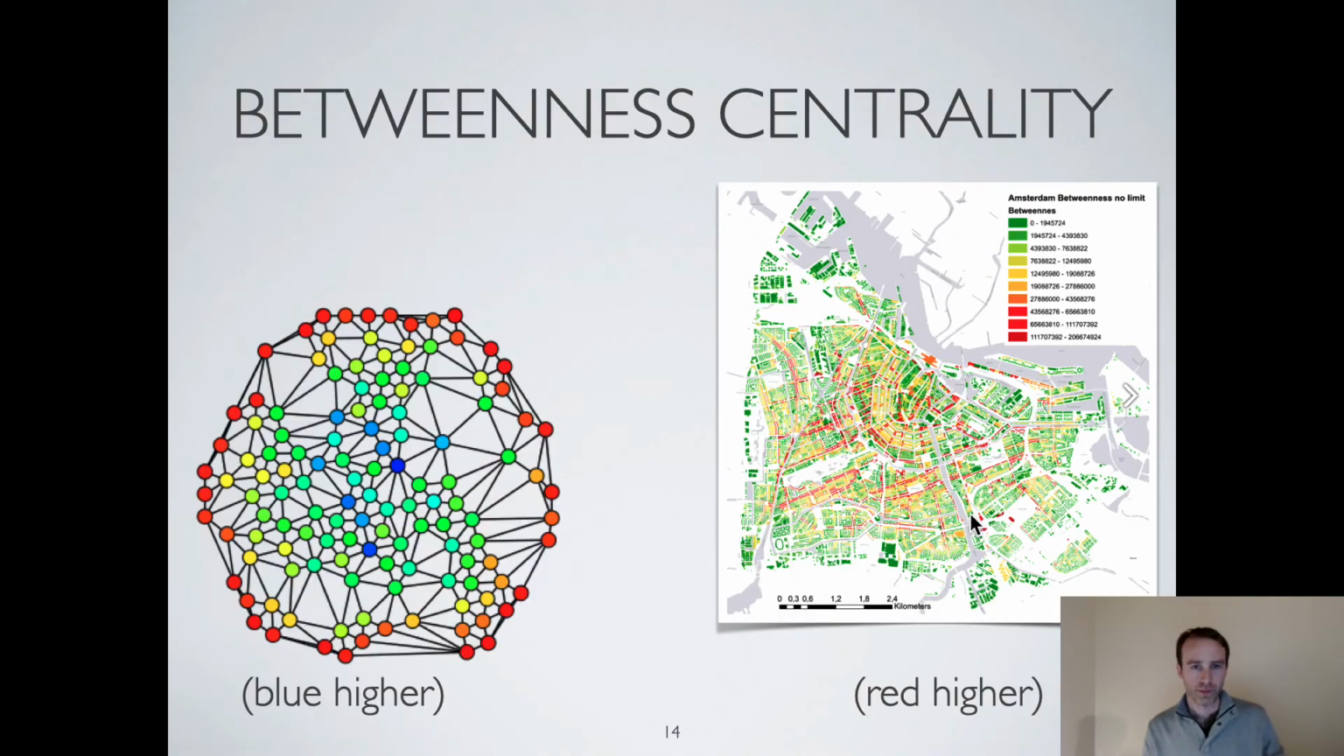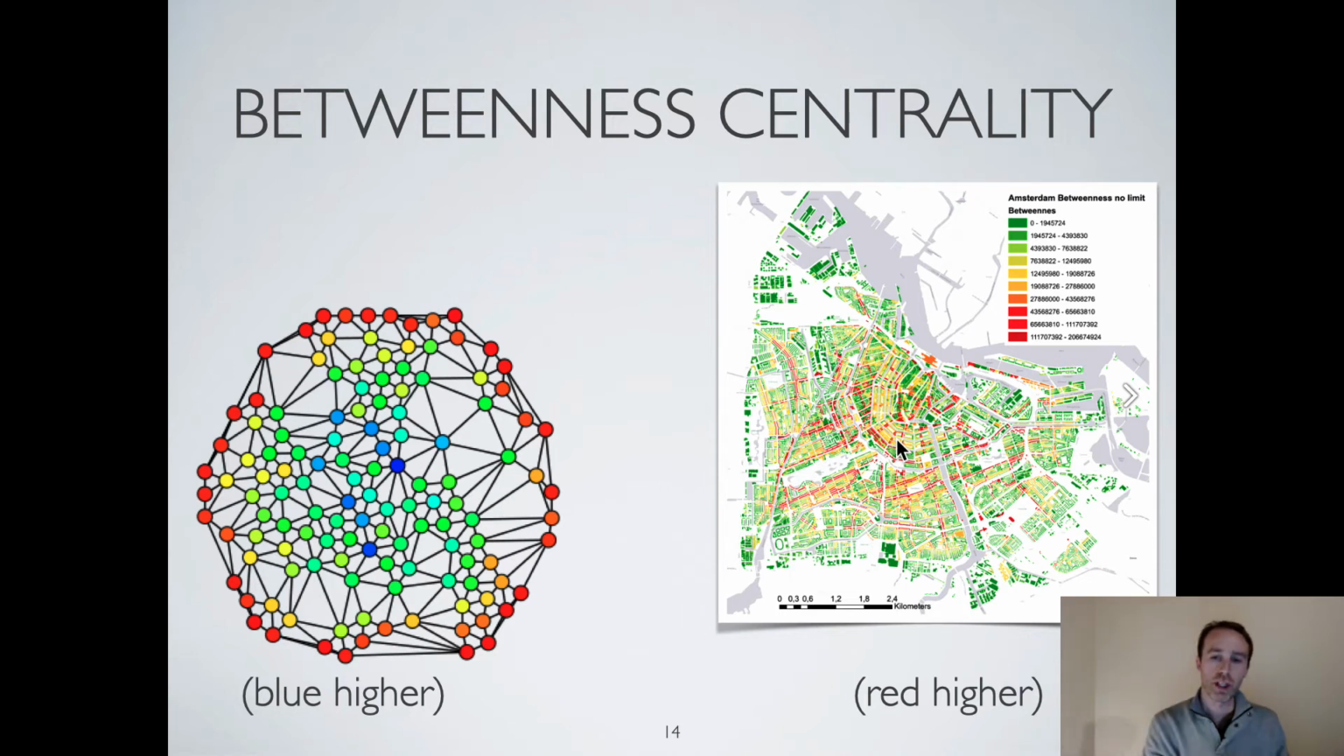So if I take the same graph as before, on the right, you see that in red you have the high values, and you see that the betweenness this time is not in the center. The nodes with the highest betweenness are not in the center. They are in some particular roads, and in particular in Amsterdam, you can understand easily that the bridges that go above the canals are important nodes.